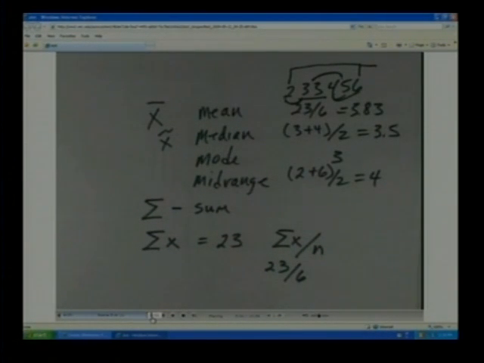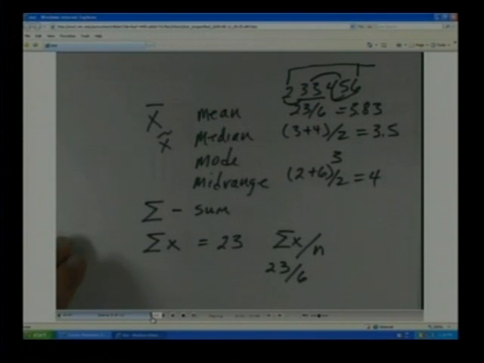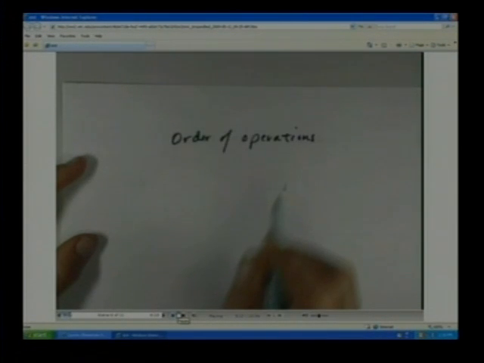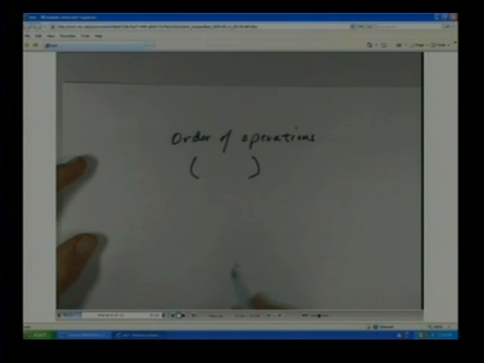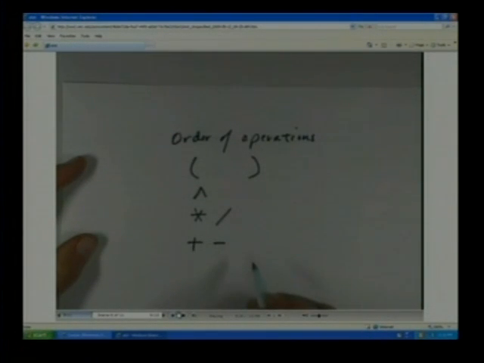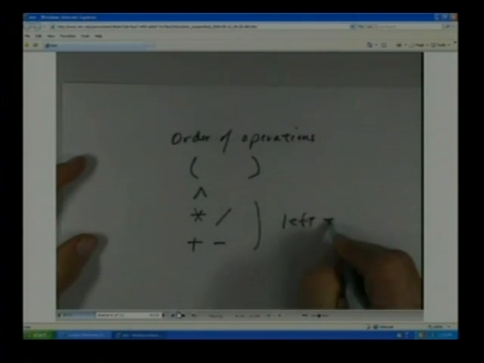One other thing that I want to go over, and you may not have seen this for a while, is the order of operations. When we do the order of operations, that says that we do what's inside of parentheses first, then we do exponents, then we do multiplication and division, and then we do addition and subtraction. And on these, we do those from left to right.